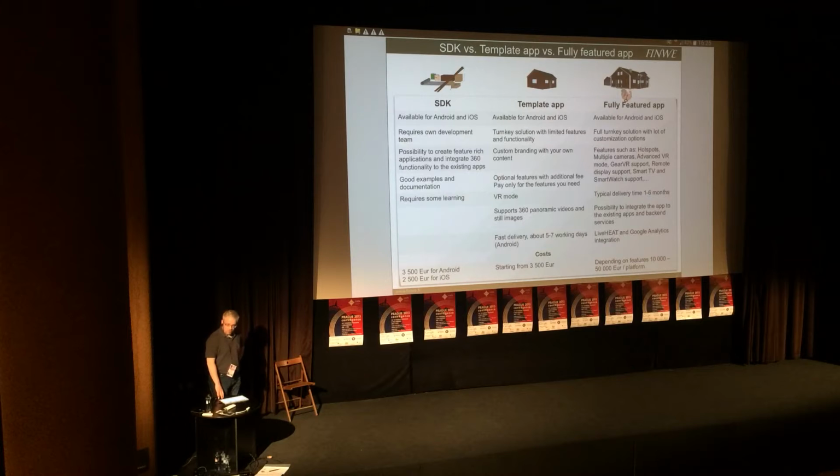And the delivery time for the template app is quite fast. So for the Android, when we get the assets, all the videos and logos and graphics from you, it's going to be 5 to 7 working days, and you can have the app already available in the Google Play. On iOS, it's a little bit slower because we need to go through the iTunes review process, and that's going to take roughly 2 weeks currently.